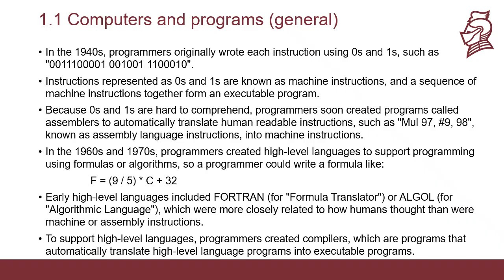Another language was called ALGOL, for algorithmic language. And so these high-level languages, programmers wrote compilers. So you would write out your code in text, and then the compiler program converts that code into those ones and zeros, into those executable programs.